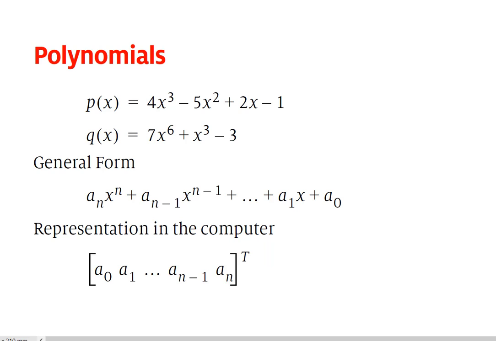What are polynomials good for? What can you do with them? Polynomials have many applications in mathematics, in physics, in engineering, and in many other sciences. And I will just show you one of those applications.